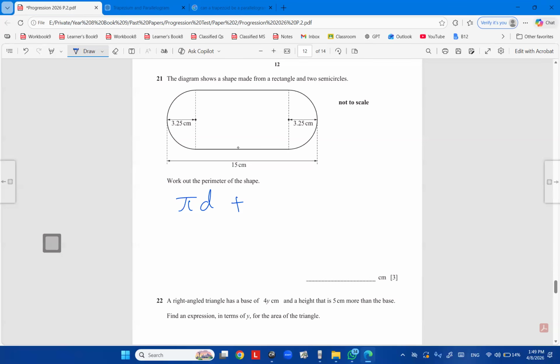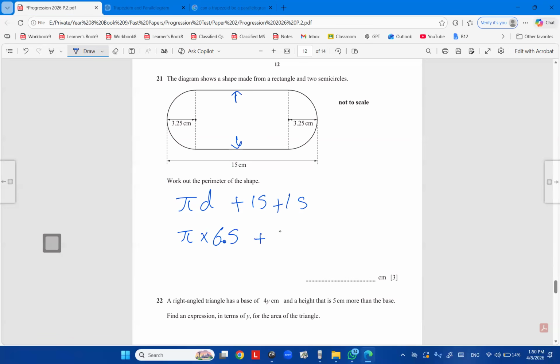Plus, I have this one over here, which is 15. Plus, I have this one over here also, which is 15. They wanted the perimeter of the whole shape. So to find the 2 arcs, we agreed pi d. What is pi d? It is pi times diameter. What is diameter? Diameter is double the radius. Don't forget that here you have a radius, you don't have a diameter. So double it, it is going to give you exactly 6.5.